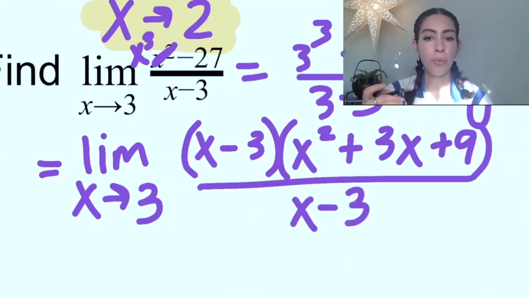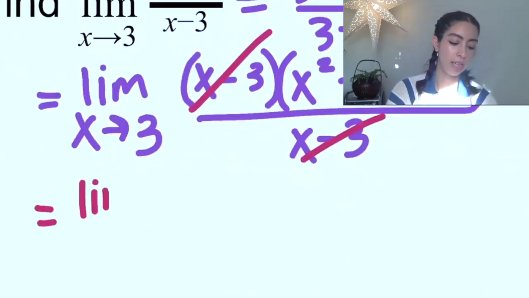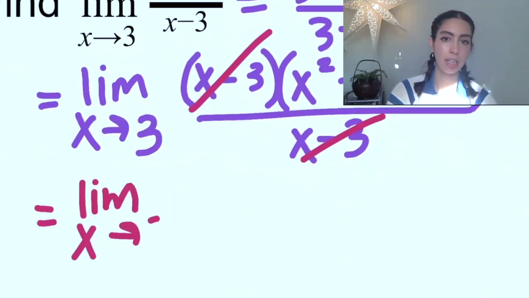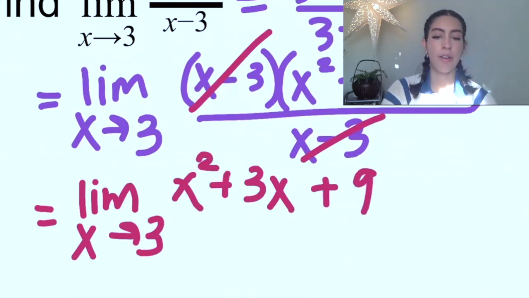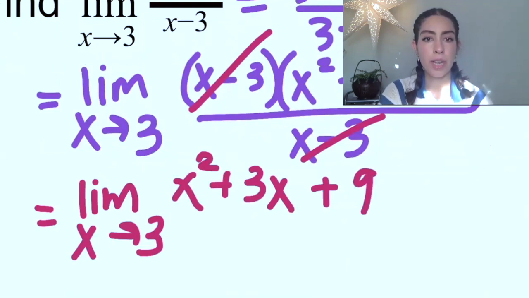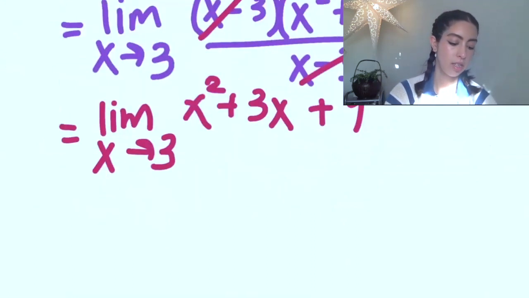And so we can see now x minus 3 at the top and x minus 3 at the bottom will cancel out, leaving me with the limit as x approaches 3. Remember, you've got to keep that limit notation. We haven't done direct substitution yet, of x squared plus 3x plus 9. Now this looks like a function that I can go ahead and try direct substitution and see what we get.